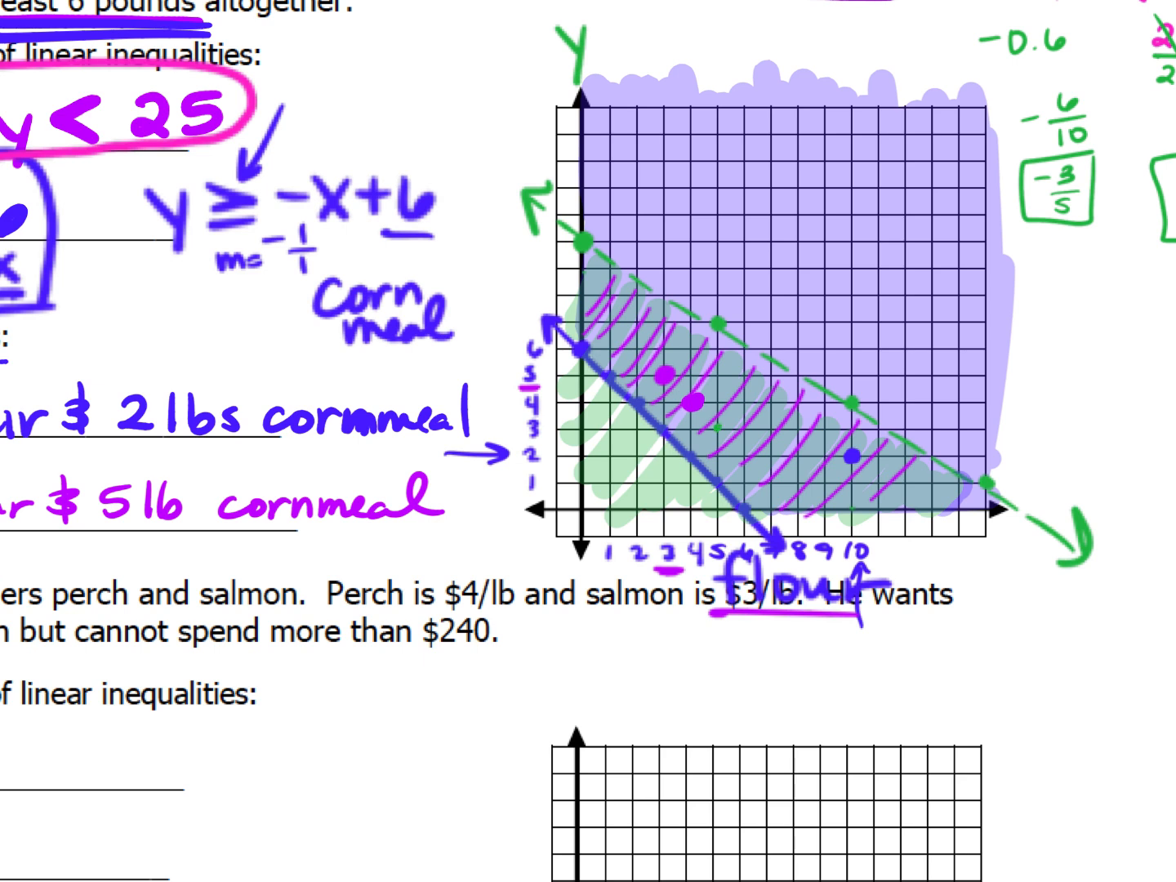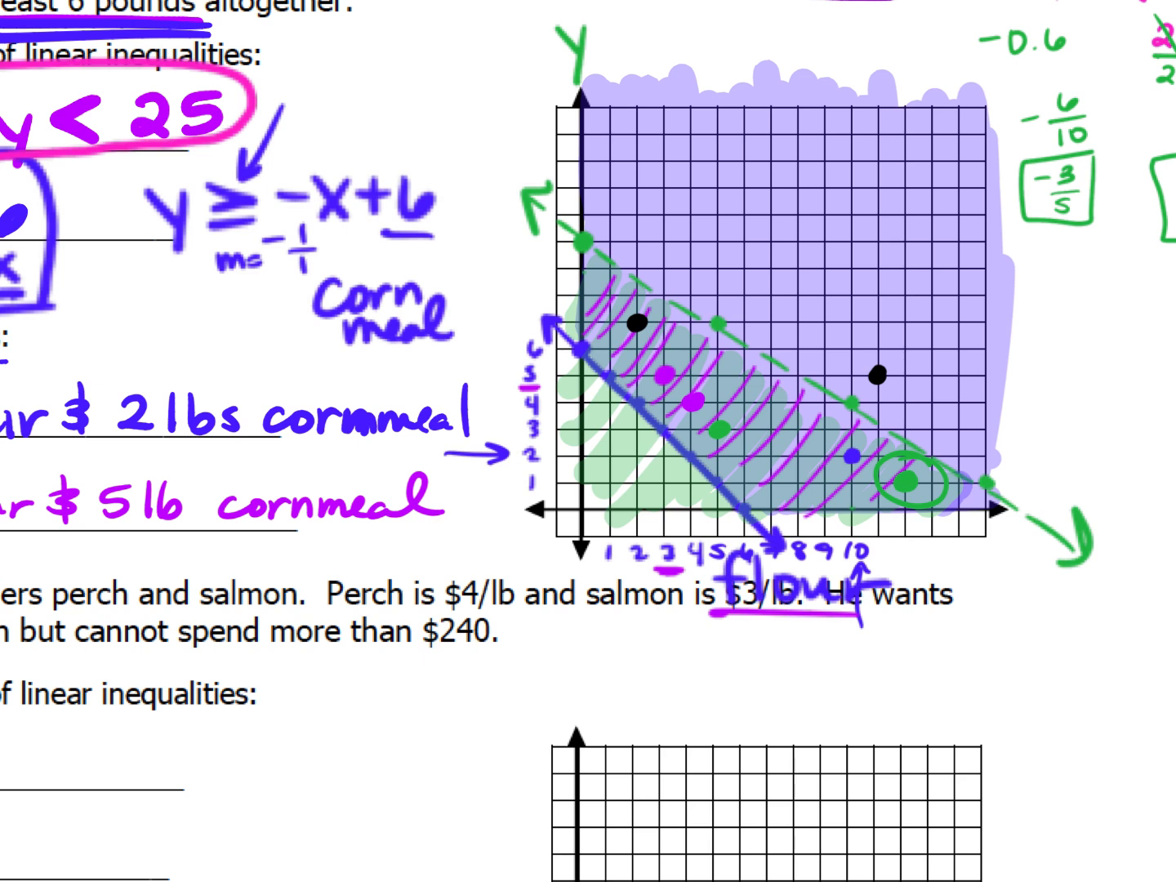5 is here, 3 is here. That would work. Does this point right here work? Mm-hmm. Does this point right here work? Yeah, 3 pounds or 2 pounds of flour, 7 pounds of cornmeal. Does this point work? No, because it's outside of the overlap. It's in one of them, but it's not in both of them, okay?